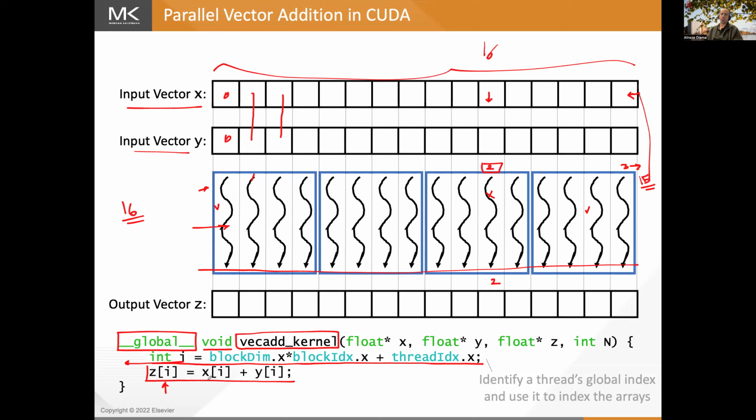It just sums the xi plus yi and then writes it to the zi. Only one element. But since all of these threads are performing the exact same computation, we don't need a for loop here. So everything is done in parallel. Okay, any questions about this kernel? All right.